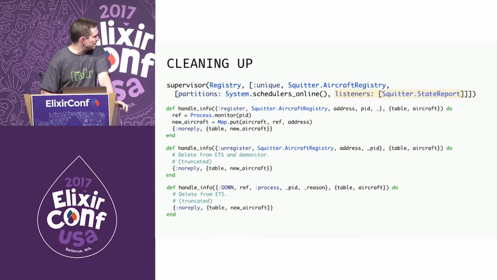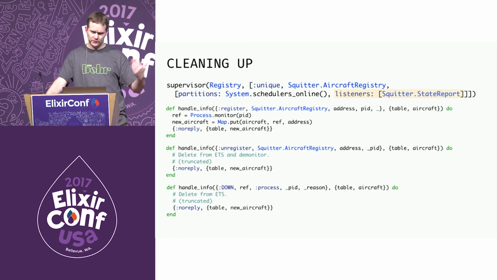This is kind of a painful slide. I know there's a lot of code on here, but the main thing to remember is that you also have to monitor the process, because you're not going to get a notification when the process has a hard crash. You only get a notification when something registers and when it unregisters. So in my code, I had to handle the register, handle the unregister, and also handle the down message for when a process crashes.